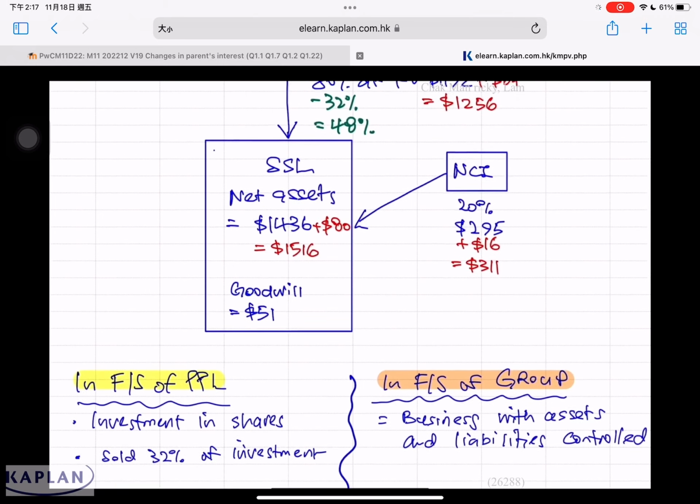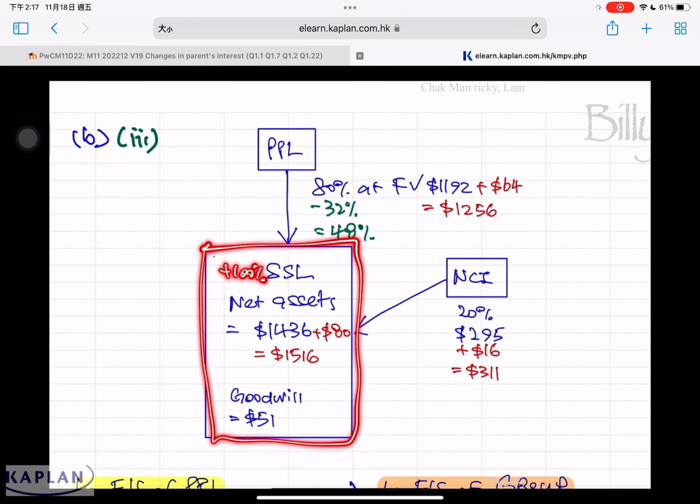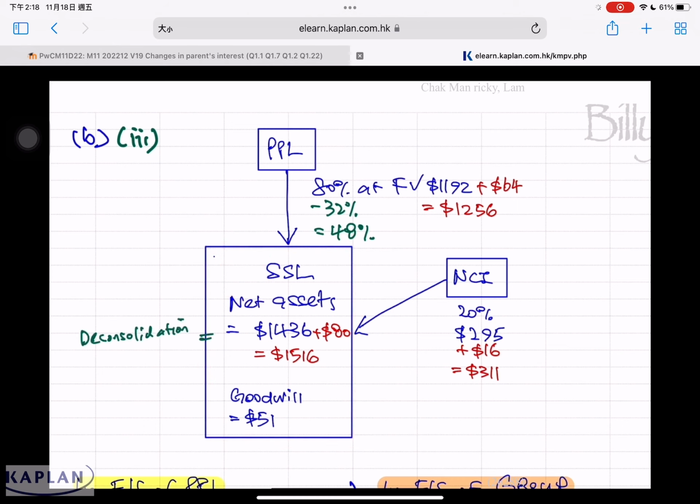Now we'll talk about the group level. At the group level, do we still have control? Unless the question indicates otherwise, assume there's no more control. If it's a loss of control, then you have to do a deconsolidation. Parent reduced from 80 by 32 to 48. How much NCI? There's no NCI. NCI only arises if you do 100% consolidation. If you do not consolidate, you must de-recognize the NCI.